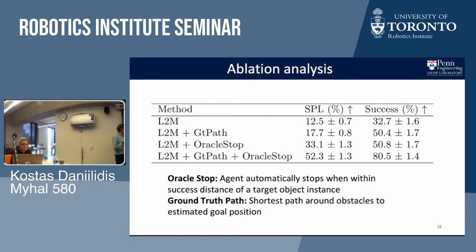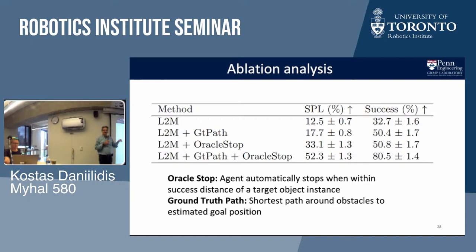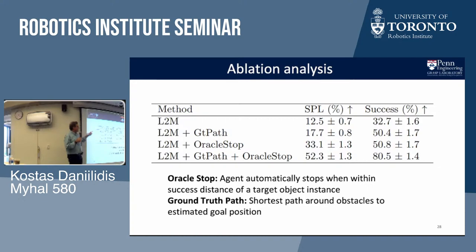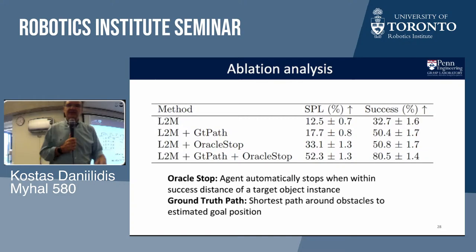The second is the oracle, where I have to decide that I have reached the goal, and I still have difficulty saying that I am there. If an oracle tells me that I am there, again I increase the performance by 18%. And if I have both a ground truth path and also apply an oracle stop, then I can increase it to 80%. Which really means that there is a lot of work to do beyond having a good map.